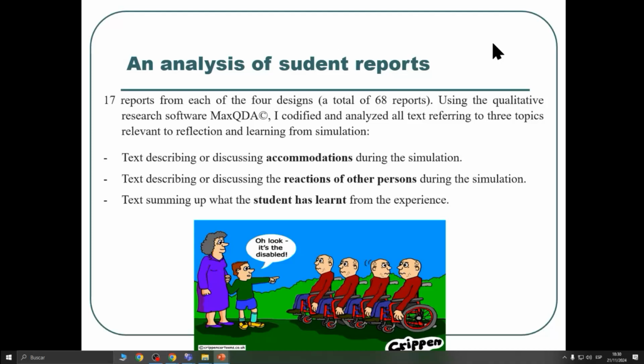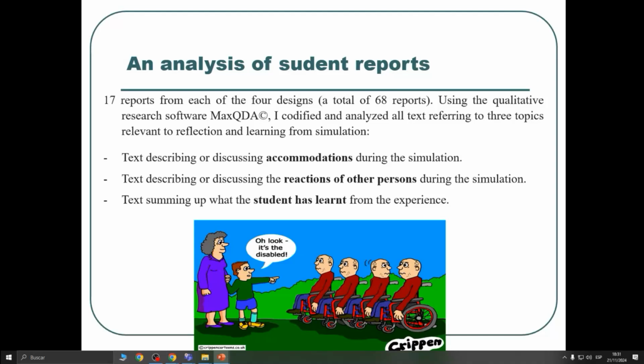So what I did, the empirical part of this presentation, is I have been doing these activities in several courses. So I picked up one course with 17 students and the 4 activities. And I have done a qualitative analysis of the reports.